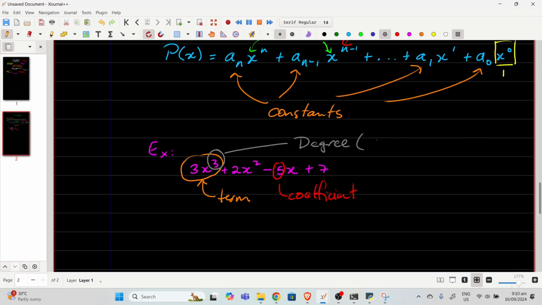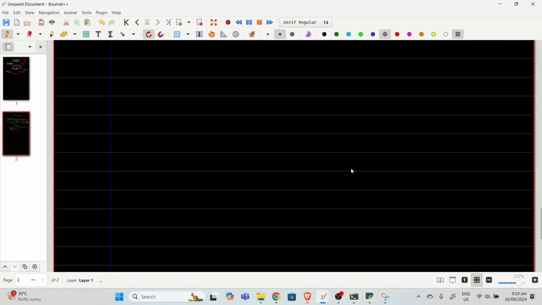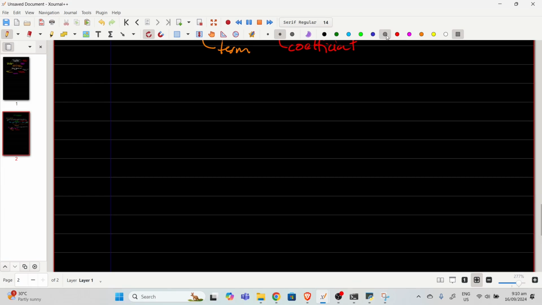The degree of a polynomial is simply the highest power of x inside of the equation. So the degree of this polynomial is 3 because we have 3 in this power up here. Now that you know how to identify a polynomial, let's talk about adding and subtracting polynomials, which is the objective we want to achieve.